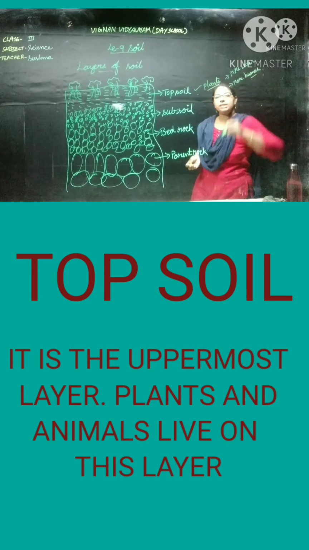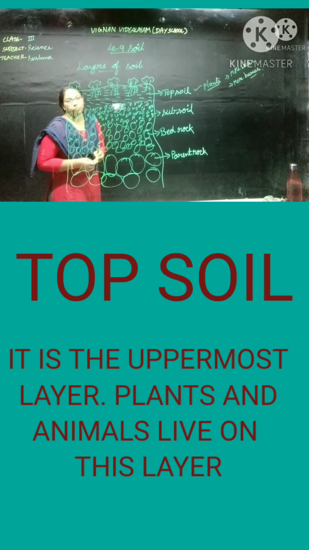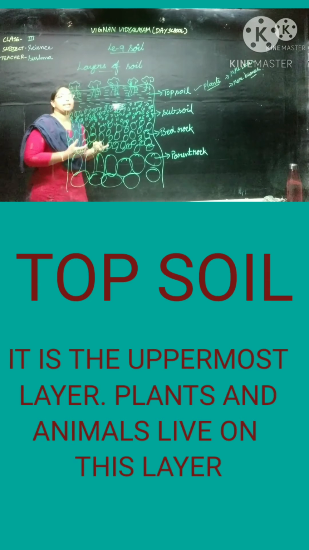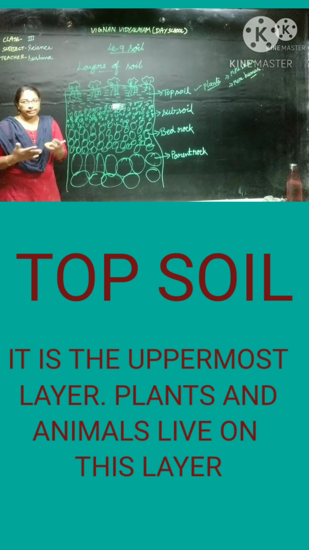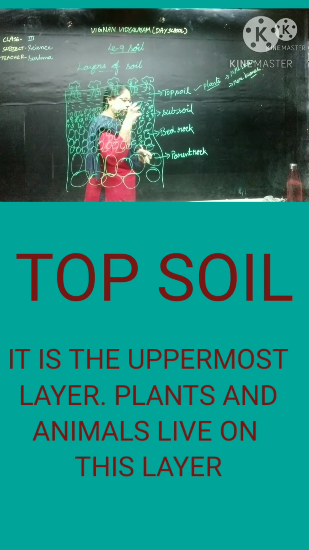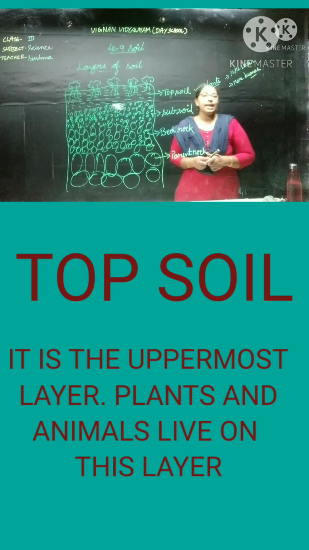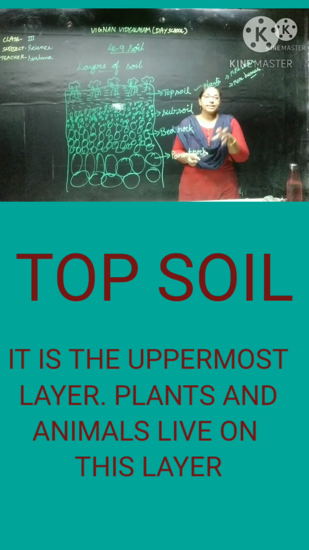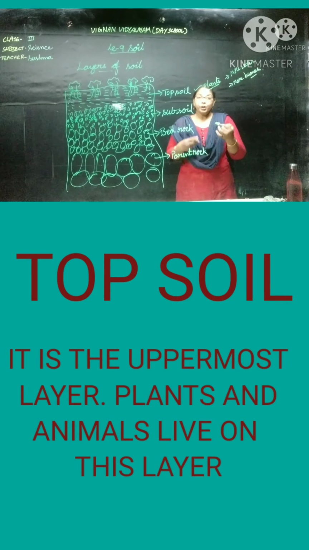What is meant by humus, children? See, I am saying that this top layer holds more water and more humus. What is humus? We know that when plants or animals die, they decompose, they start decaying, and slowly it mixes with the soil. The dead plants and animals mixed with the soil are used by plants as nutrients.